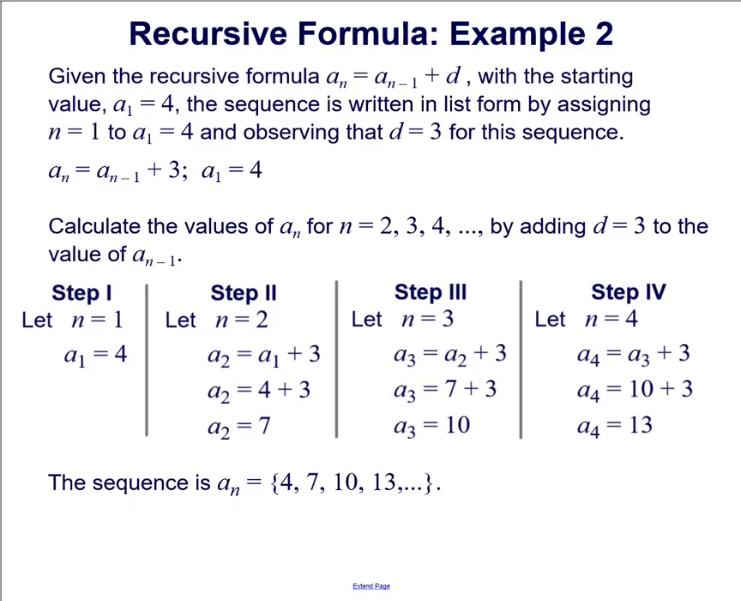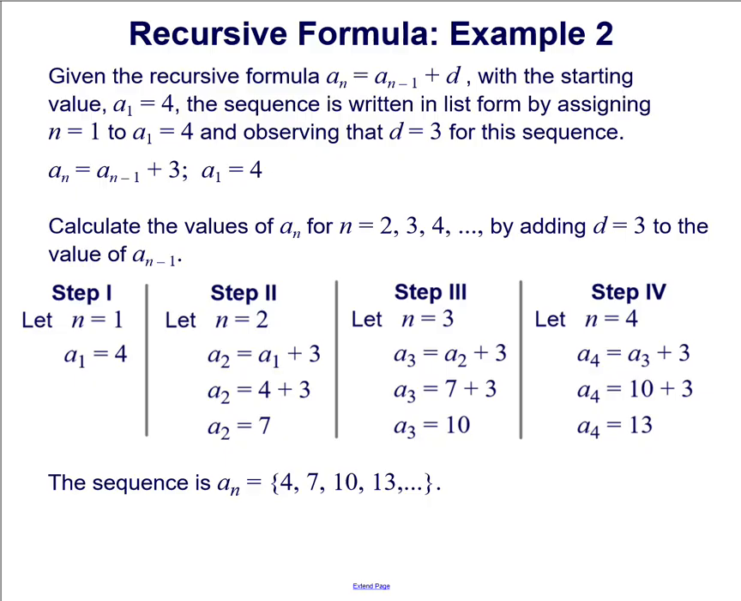Given the recursive formula, a sub n is equal to a sub n minus 1 plus d, with a starting value of a sub 1 is equal to 4, the sequence is written in list form by assigning n is equal to 1 and a sub 1 is equal to 4. And observing that d is equal to 3 for this sequence, we get a specific formula that a sub n is equal to a sub n minus 1 plus 3. And we're also assigned that the first term is equal to 4.